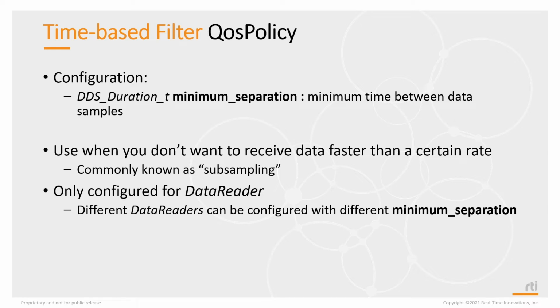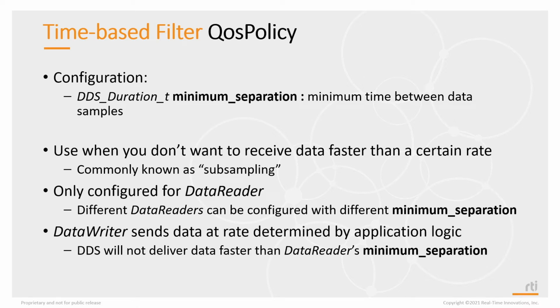So this really allows DDS to make sure that data readers only get the data that they need. The data writer is sending the data at whatever rate that the application is sending the data. So the data writer logic doesn't even know about time-based filters. However, DDS will know that data readers of a data writer may have different minimum separations, and for those data readers with minimum separations, it'll make sure that it won't deliver data to those data readers faster than those data readers need it.